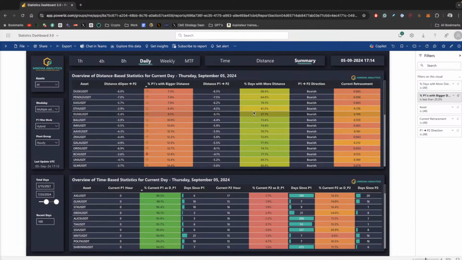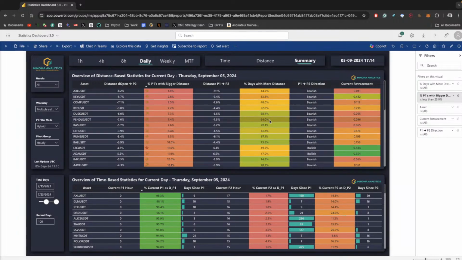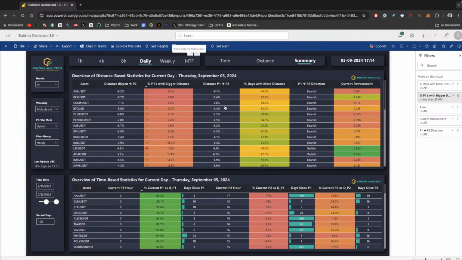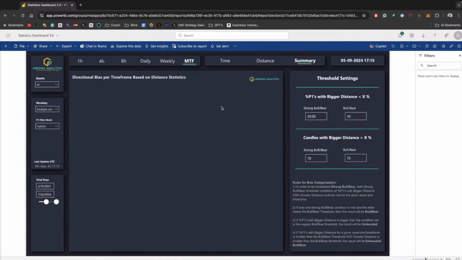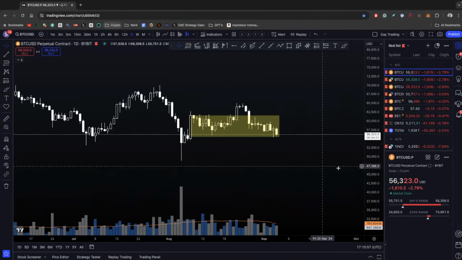I mean, let's see how many exhaustions we already have by deselecting the filter on the right. And then we will see right here. Not too bad, not too bad. So there's definitely still potential to go down further. Let me check the multi-time frame page. So this is what I wanted to see.